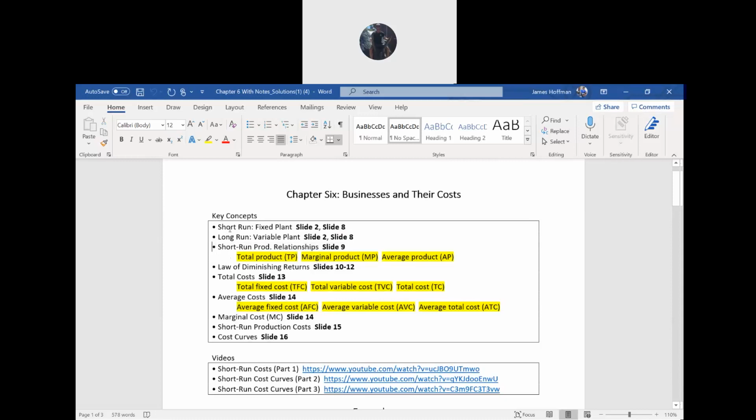Okay, so we know what short run versus long run is now. And so now we're in the short run. Let's talk about short run production decisions, assuming that plants are fixed, there's no entry and exit, and only labor can be changed. All right. So slide 9 is going to show us 3 definitions: total product, marginal product, and average product. So let's go ahead and go there.